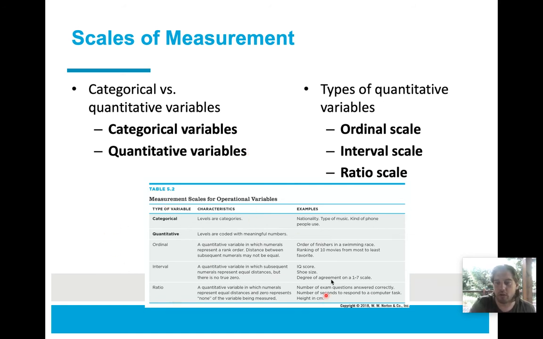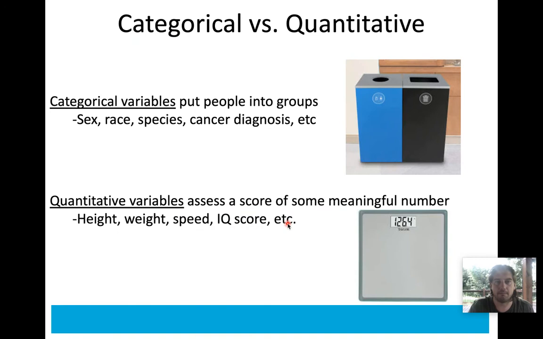Here's just a quick little table that breaks down the definitions with some examples. Refer back to this if you have any questions, but we're going to go through and define each of these with some additional examples. Okay, categorical versus quantitative is really easy.